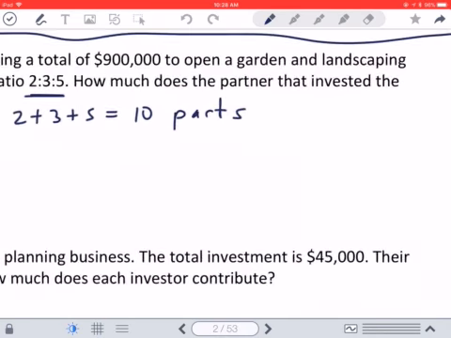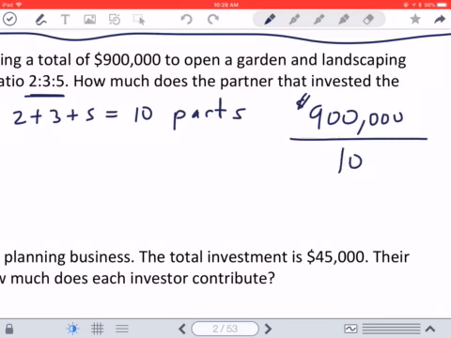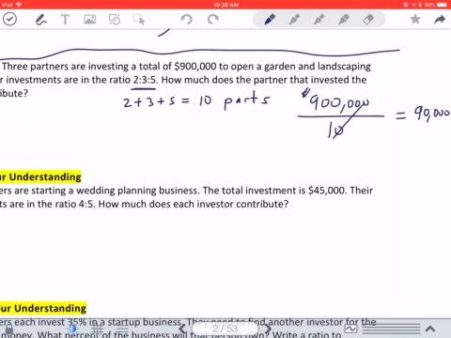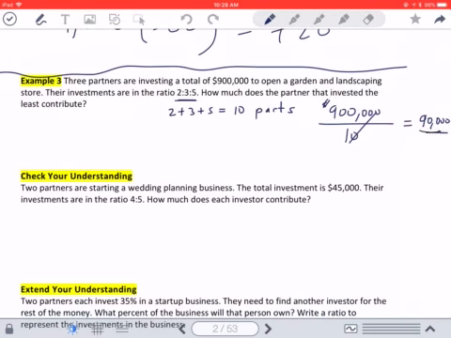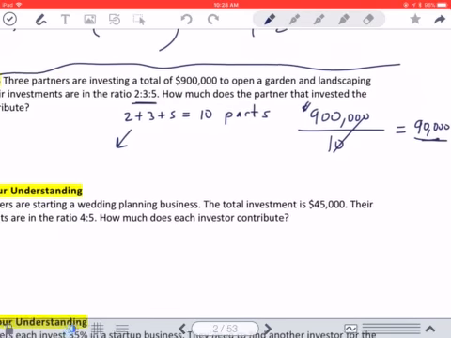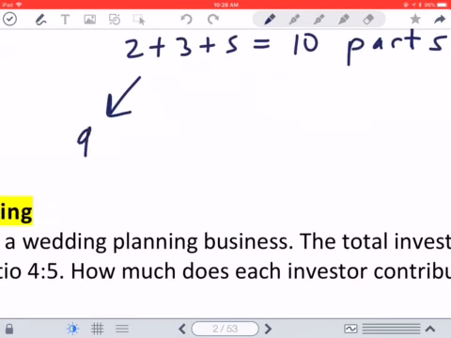And if they're investing $900,000 and there's 10 parts of this, well, that would be, just cross out a 0 here, 90,000 each part. Okay, so each part represents 90,000. So this person who has 2 parts of this ratio would have 90,000 times 2. I'll put K for 1,000. So they would have invested 180K.